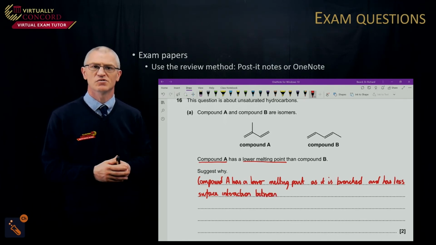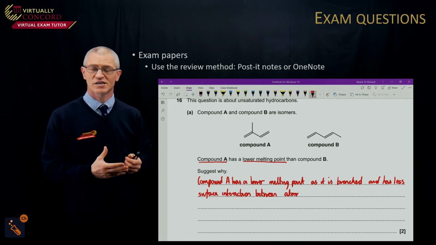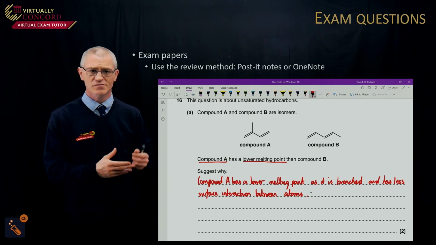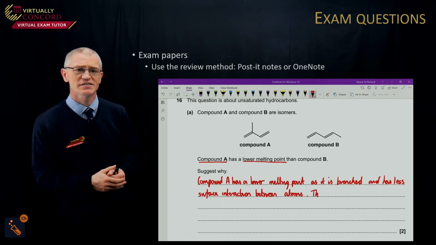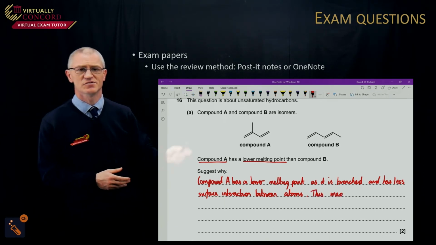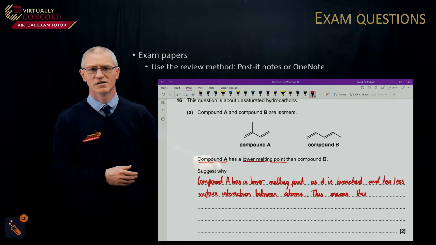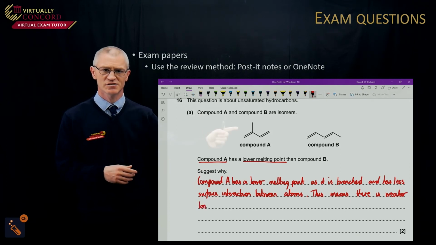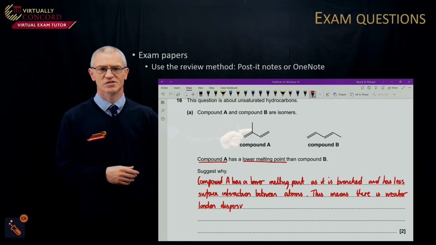Okay, but if you're doing it in a note-taking software, you can do it in any note-taking software whatsoever. Now, if you look at this one, this is about some intermolecular forces. So I've taken an exam question, okay, and I've written in red, and I've said that compound A has a lower melting point as it's branched. So you can look at compound A and you can see it's branched. You can see they're both isomers, but this one is branched.